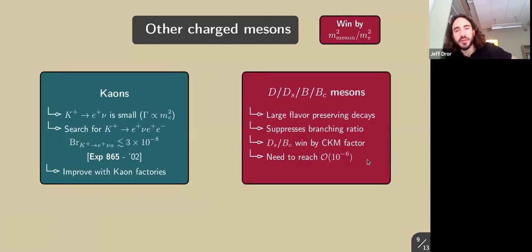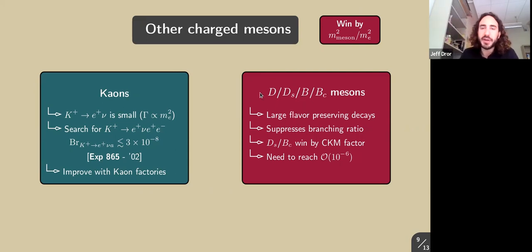If you move along now and push this to D, D_s, B, B_s, you'll keep winning for the weak violating case because you're getting a better and better enhancement by this m_meson squared over m_electron squared. But unfortunately, the flavor preserving decays in this case are so significant that in terms of branching ratios, you're not going to win very much.